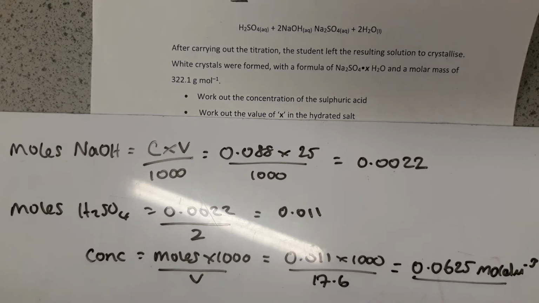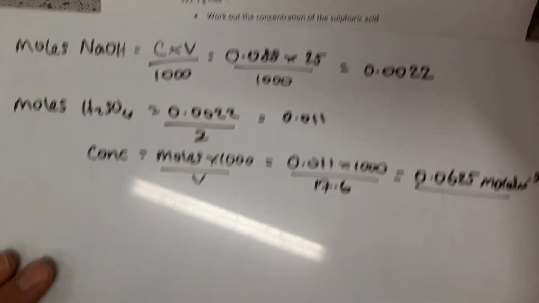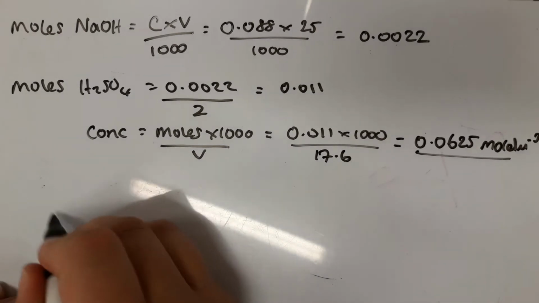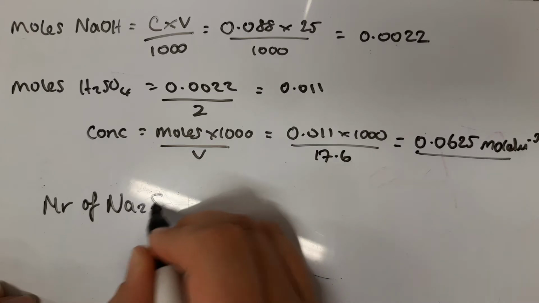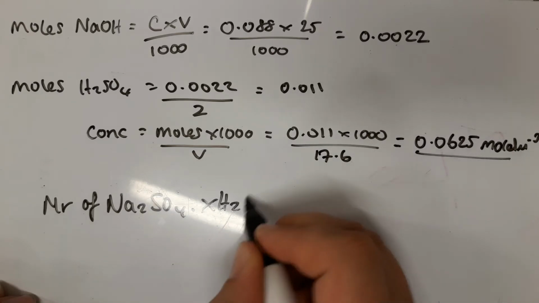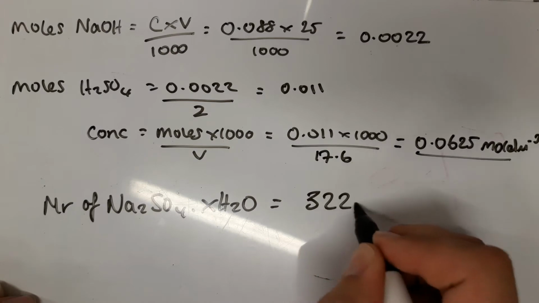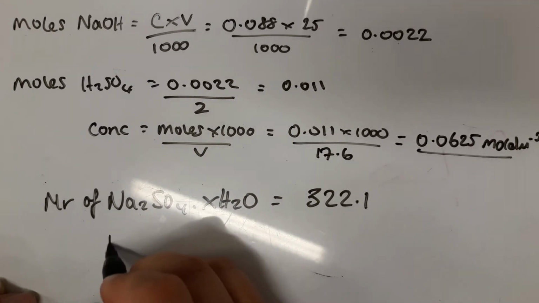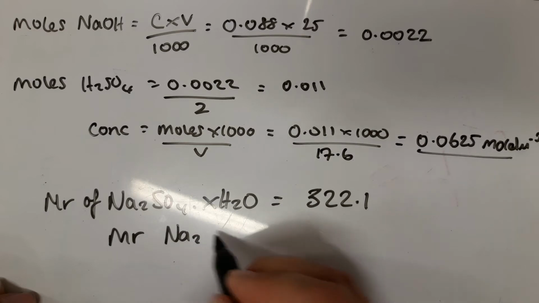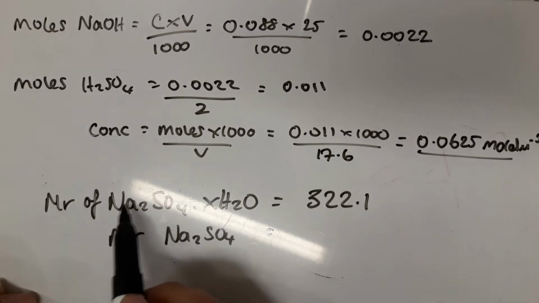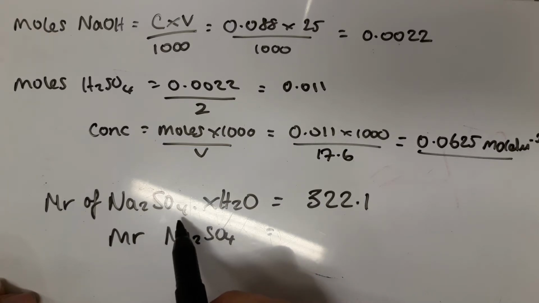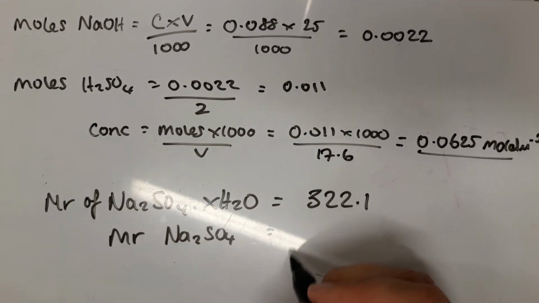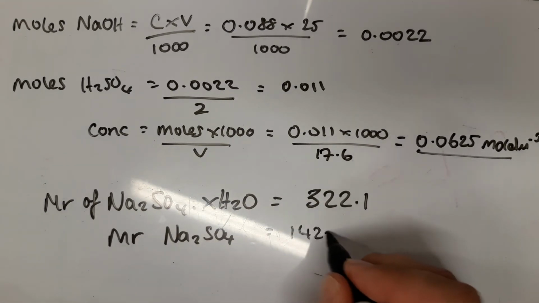So let me show you through this one. Let's move this up a little bit. So we know that the molar mass of the hydrated salt of Na2SO4.xH2O is 322.1. That's given to us in the question. So if I work out the molar mass of just Na2SO4, so there's 2 lots of 23 for the sodium, 32.1 for the sulfur, 4 lots of 16 for the oxygen. Add them all together, that gives me a molar mass of 142.1.